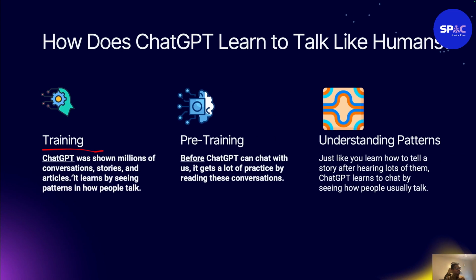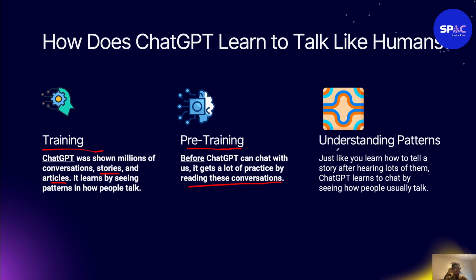So ChatGPT was trained on millions of conversations, stories, and articles. It learns by seeing patterns in how people talk. That's why it's very, very expensive to train a generative AI model, right? They invest millions of dollars in computers to be able to train it, because we have a lot of data. Okay, so the next one is pre-training. Before ChatGPT can chat with us, it gets a lot of practice by reading conversations, right? So it's still more about the training, right? So you train and you pre-train. Okay, that's how it learns.